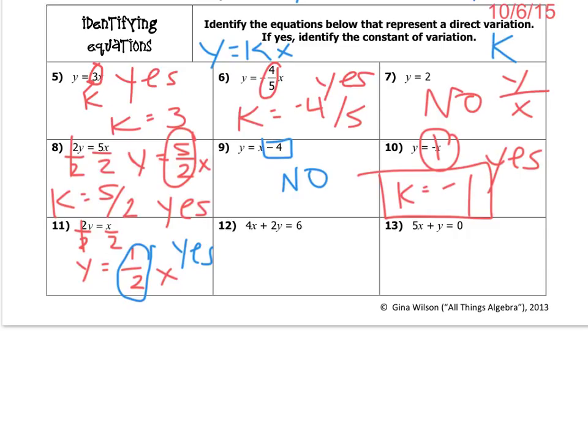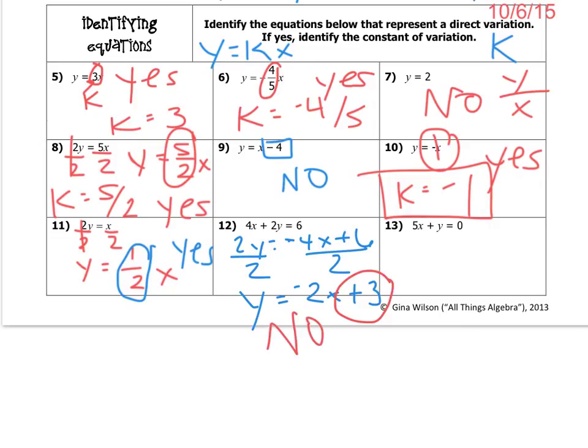So I'm going to do 2y equals negative 4x plus 6. Divide by 2 and divide by 2. I get y equals negative 2x plus 3. All right, now notice back on the end right here, I've got that plus 3. So because that's not just y equals kx, it's not going to be a direct variation. So that's a no.